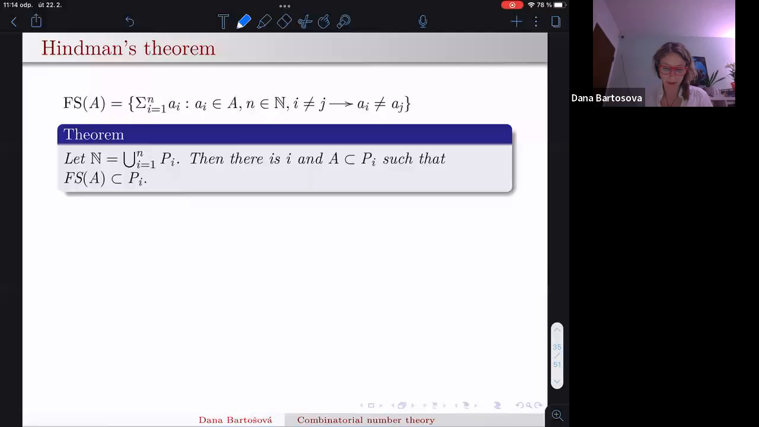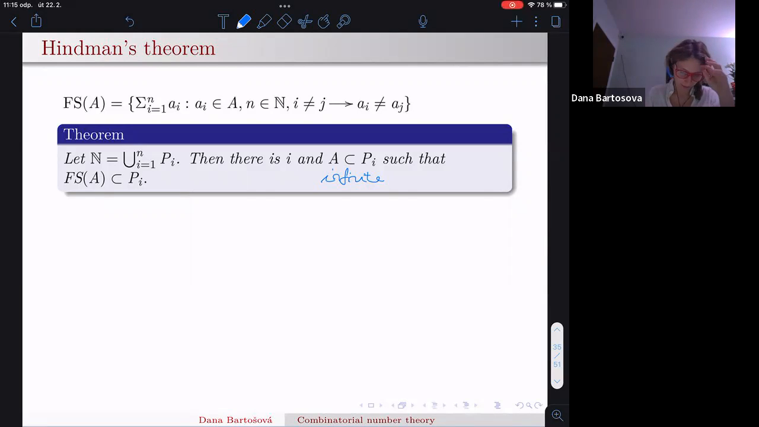So just the notation again, that we are looking at finite sums of distinct elements from a set, so for an arbitrary set. And now Hindman's theorem says that if we partition into finitely many pieces, then one piece of the partition is going to contain an infinite subset. Let me maybe write it down here, infinite A, such that all finite sums of elements from A are going to also land in that piece of the partition.